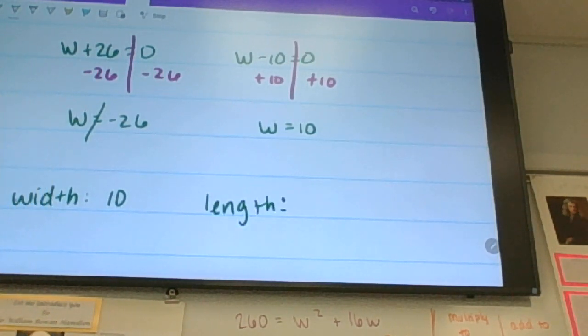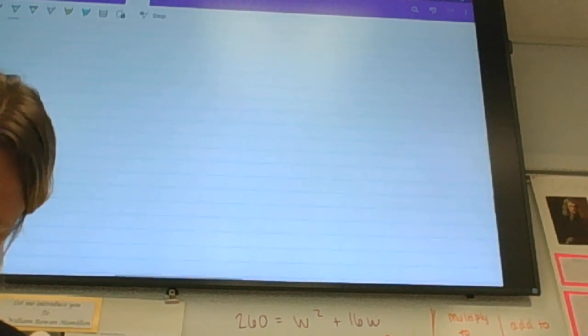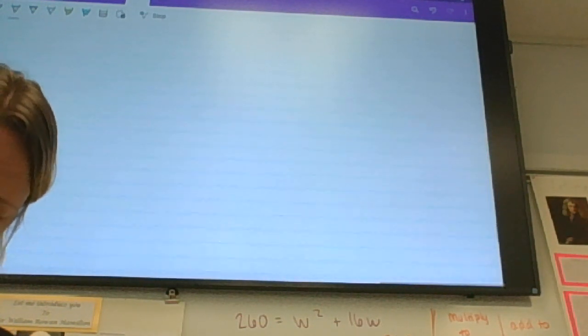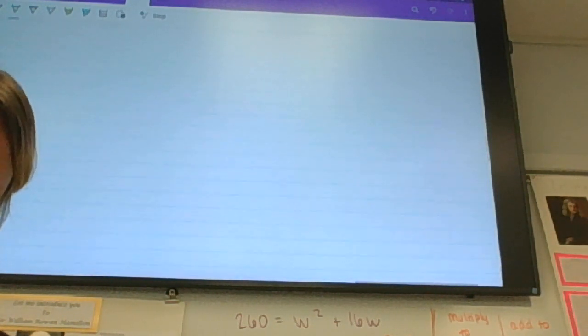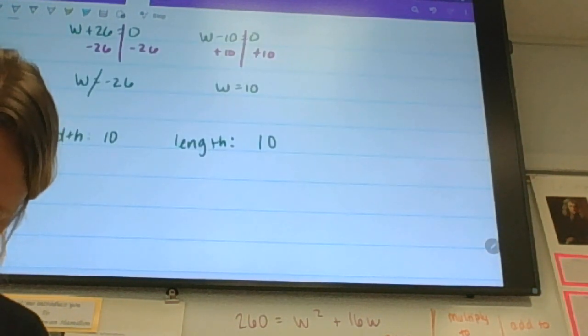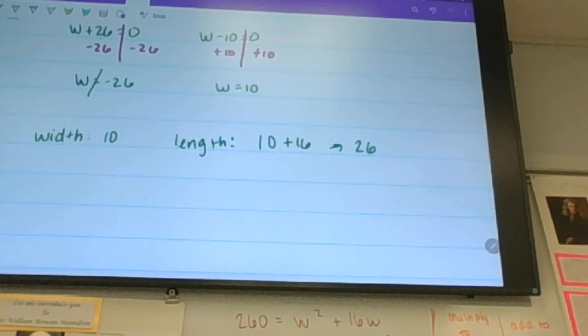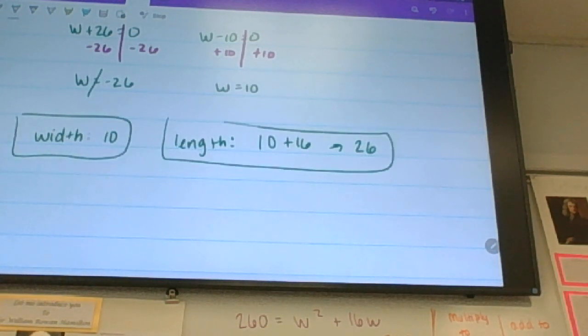What's the length? Because the length is length times width. It said length is 16 more than the width. Okay. 16 more than. So the length is 10 plus 16, 26. There's your answer. Alright, y'all, if you want to save the last word problem for tomorrow.